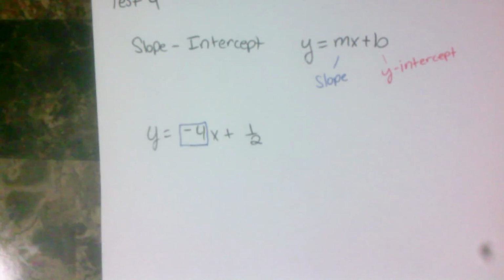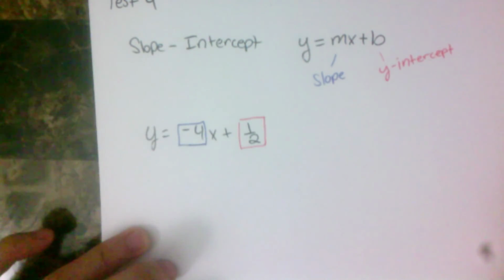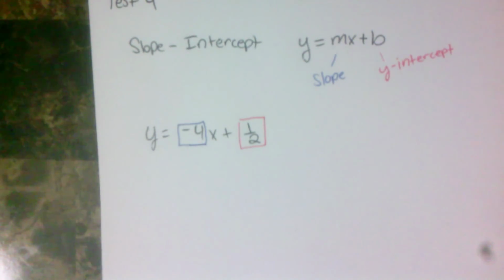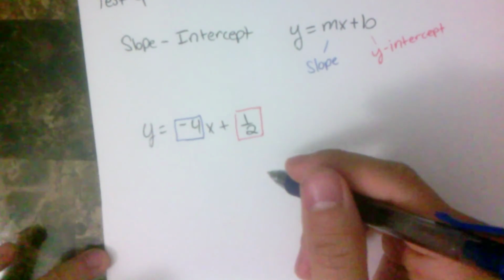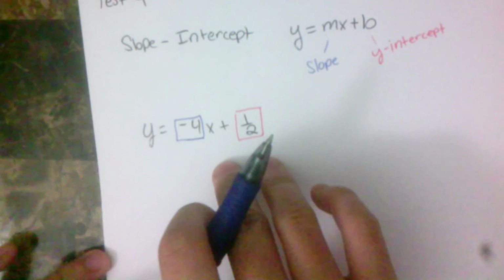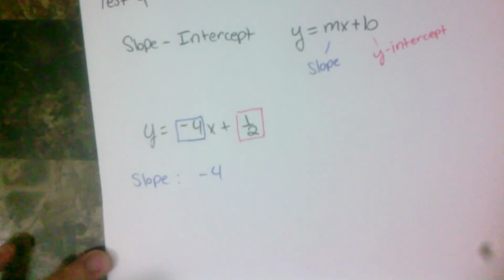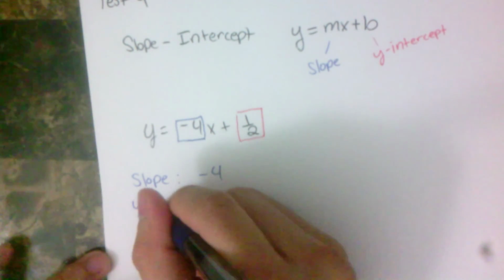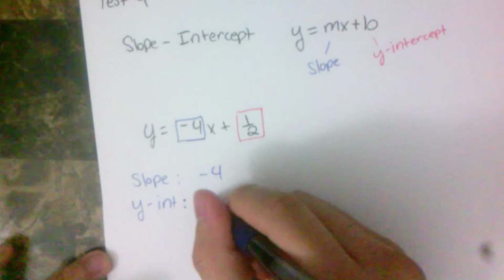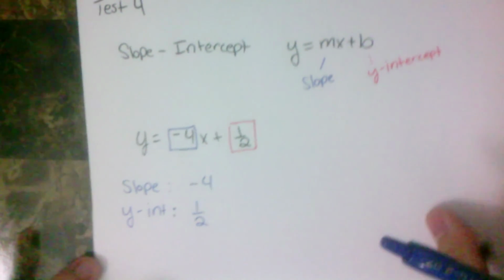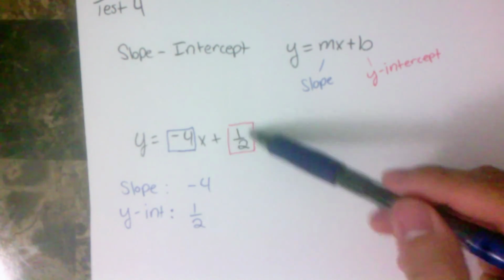And then your y-intercept is the number that's at the end of your equation. Given this, you can answer the question because your instructions will be like, identify the slope and y-intercept of the given equation or the given line. So you'll go, okay, well, slope is negative 4, and then y-intercept would be positive 1/2. That's it. That's all you're doing. So remember, slope is the number that's right before x, and y-intercept is the number at the end here.